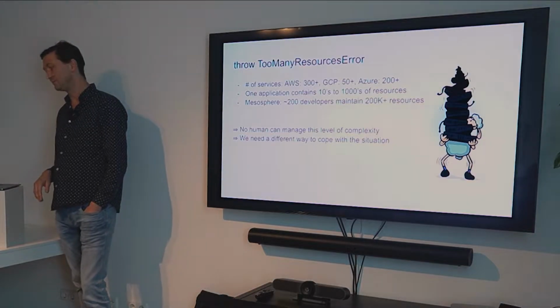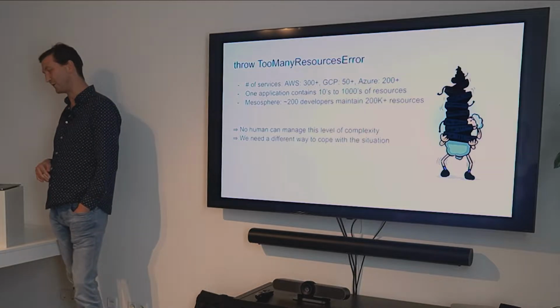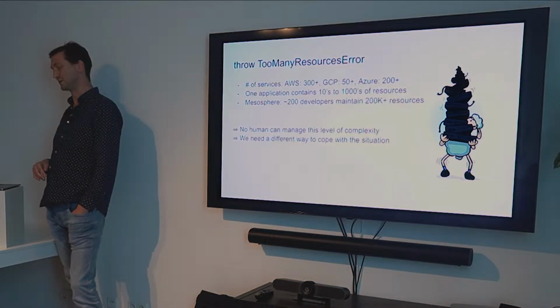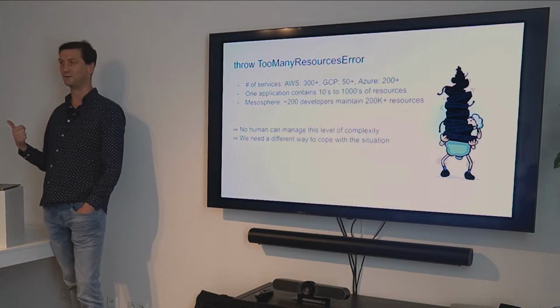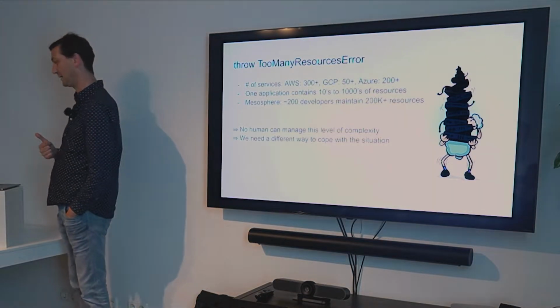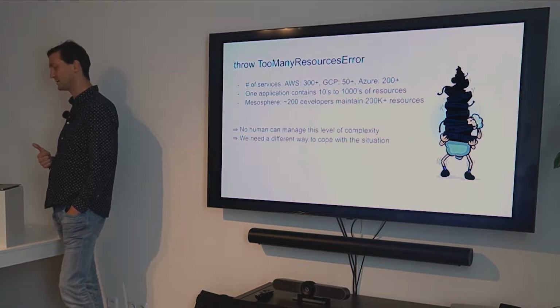The problem that starts easy and becomes complex very fast is that there are just too many resources in the world. First, let's look at how many services are available. In AWS, there are over 300 services now. GCP has over 50, Azure over 200 services.